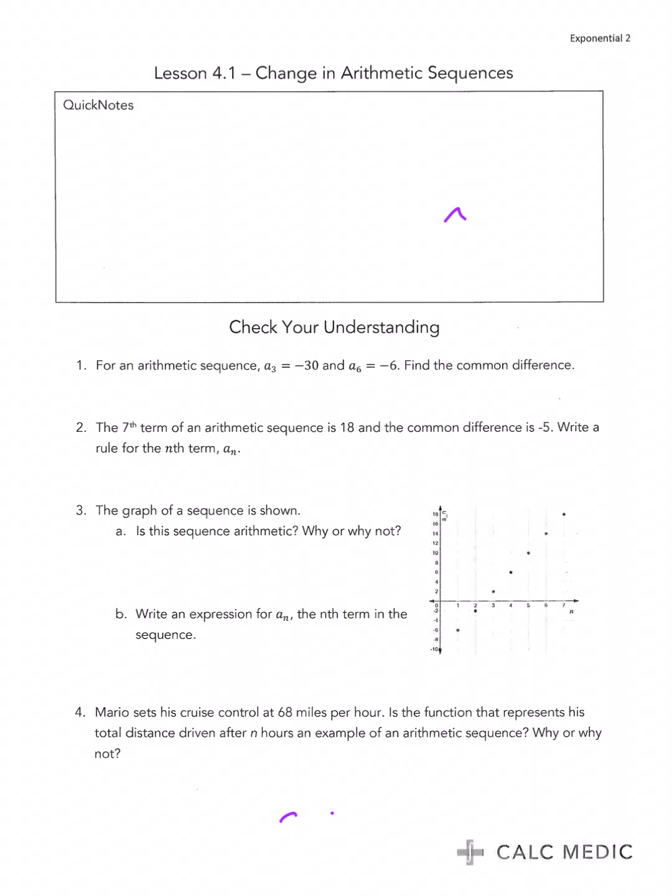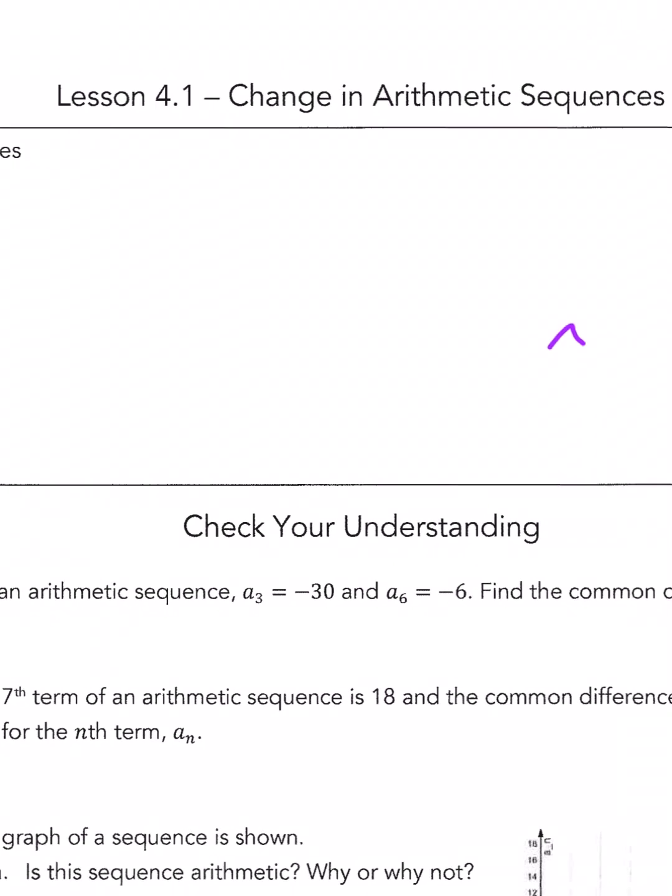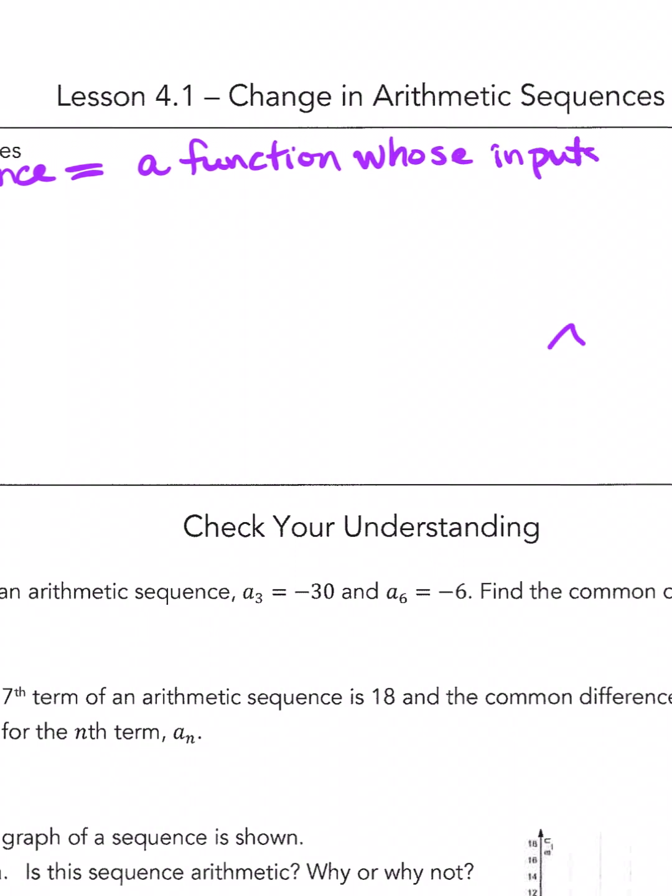All right. So let's do quick notes for this. What are the things we learned? What is a sequence? What is an arithmetic sequence? First, let's start with the sequence. How do we define a sequence? Yeah, it's just a set of numbers, right, that are all what? They have commas between them. So it is really just a function. Official math definition here. A function whose inputs are positive integers.